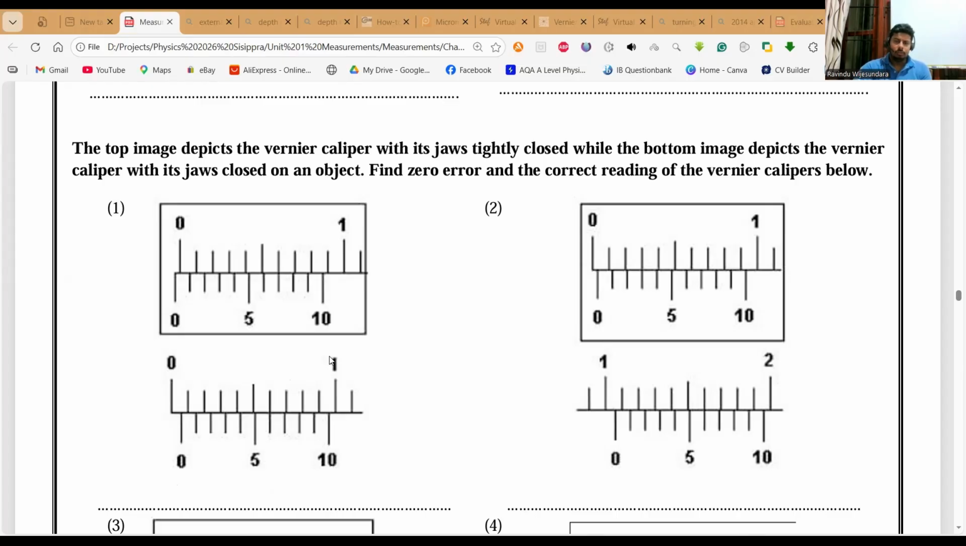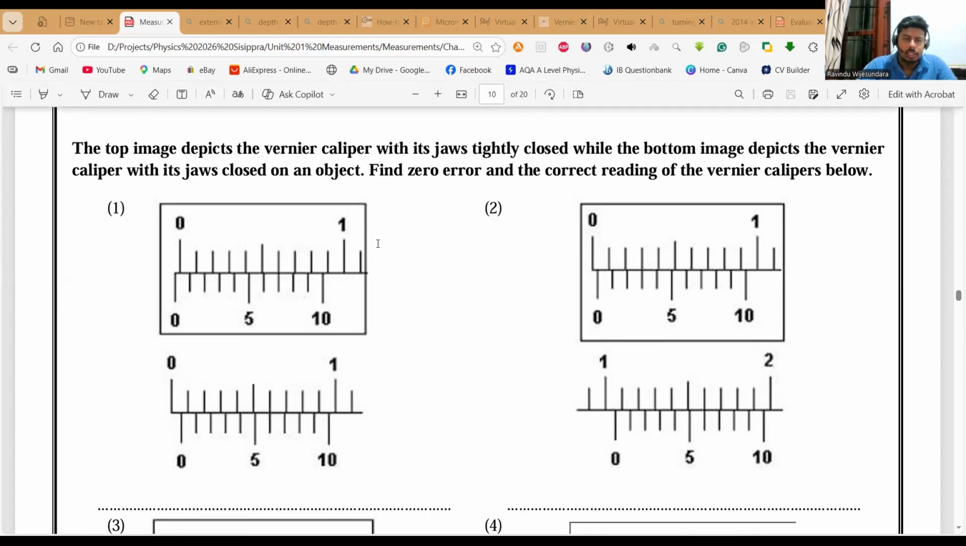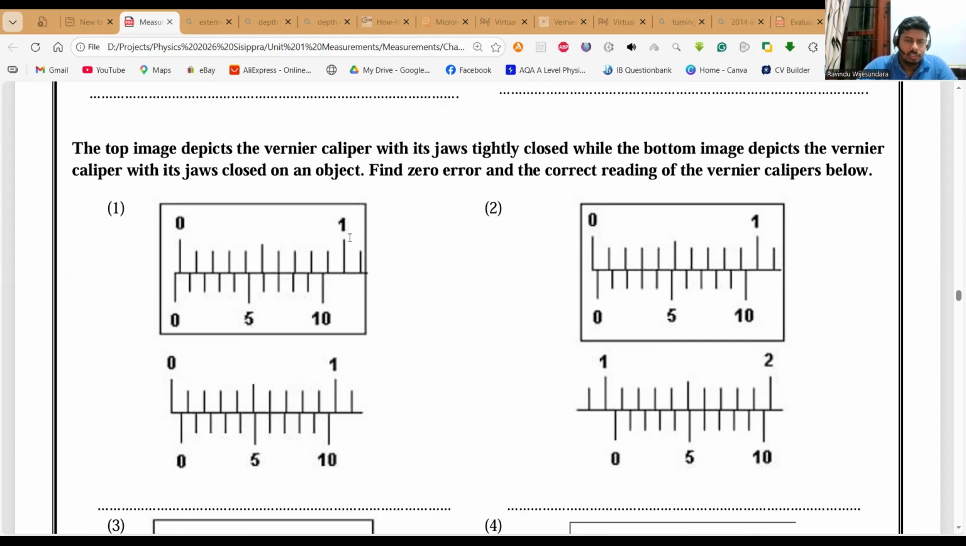Then you can continue for the others, right? Now, as mentioned earlier, in the first diagram, we have to find the zero error. So we will find the zero error quickly. So I will write down near the diagram.